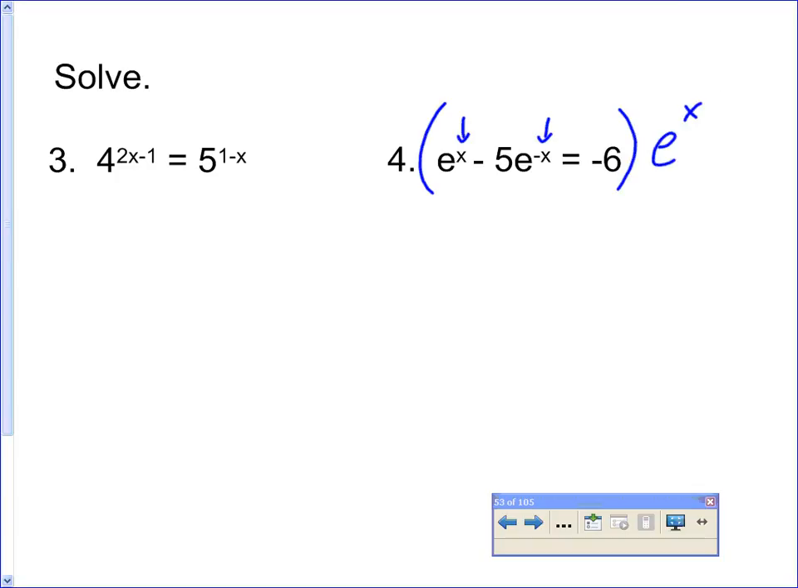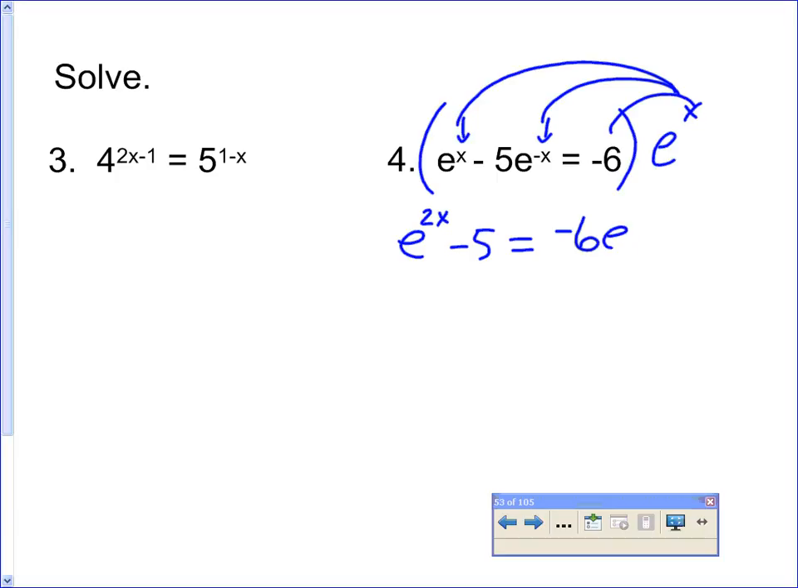Okay, when we do that, we're going to distribute this in here and to the 6, to the negative 6, and that ends up with e to the x times e to the x, which is e to the 2x, minus 5e, and then you got e to the negative x times e to the x. Those just cancel out, so we end up with minus 5 equals negative 6e to the x. Okay, so once we're there, we're going to get everything on one side of our equation and try to factor this.